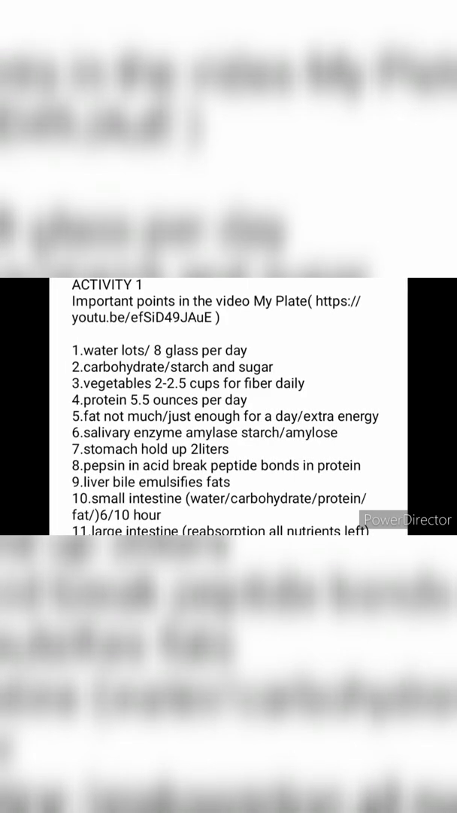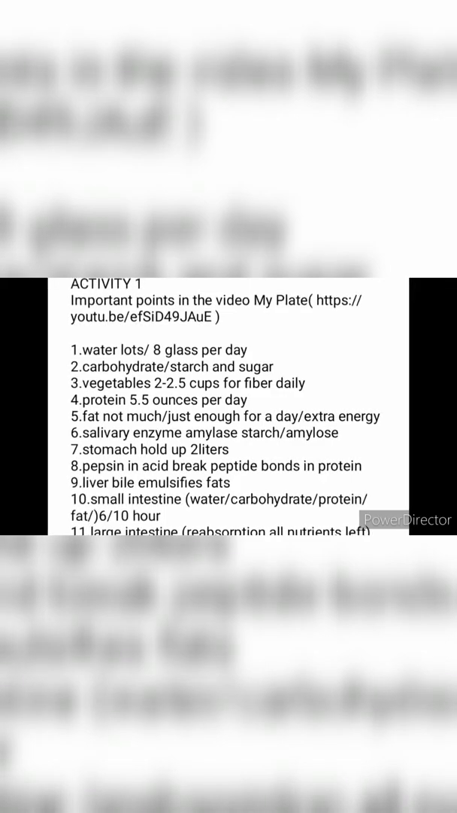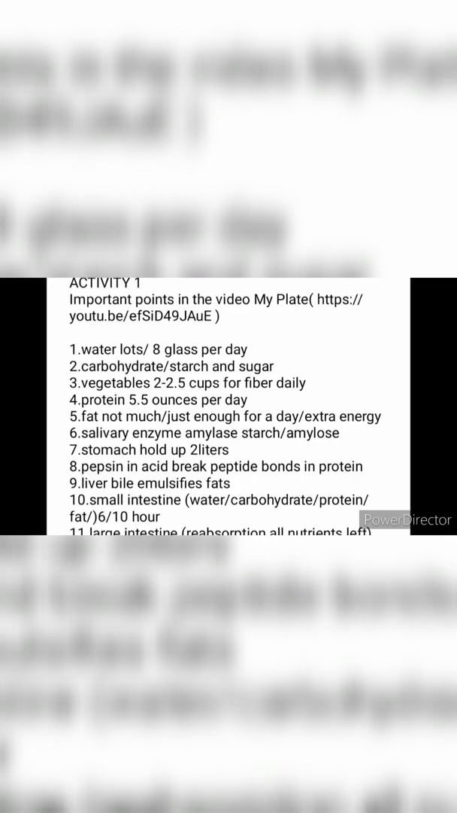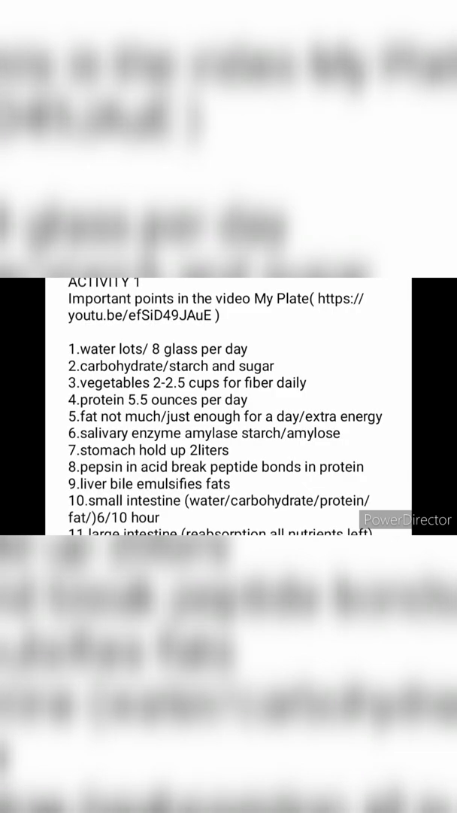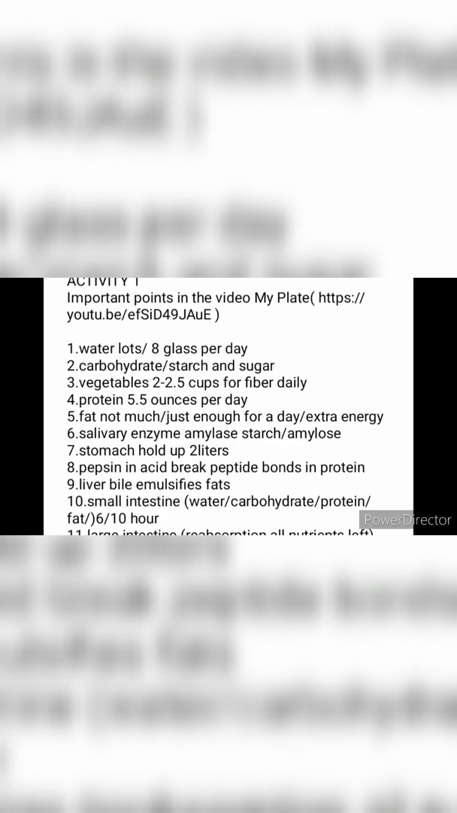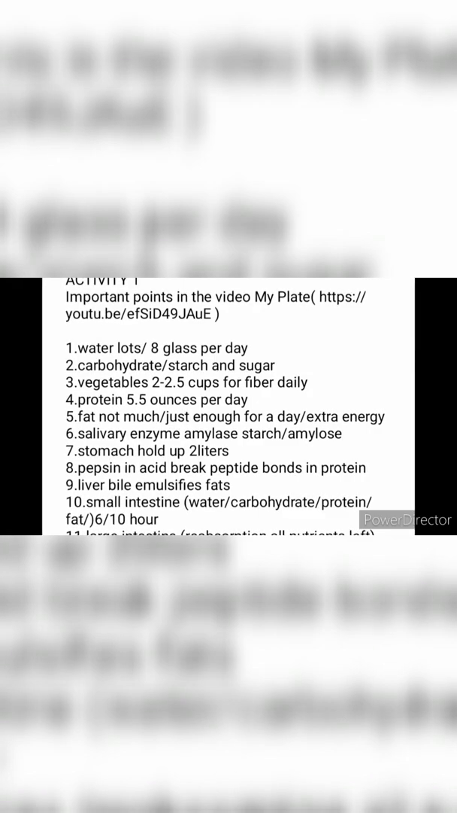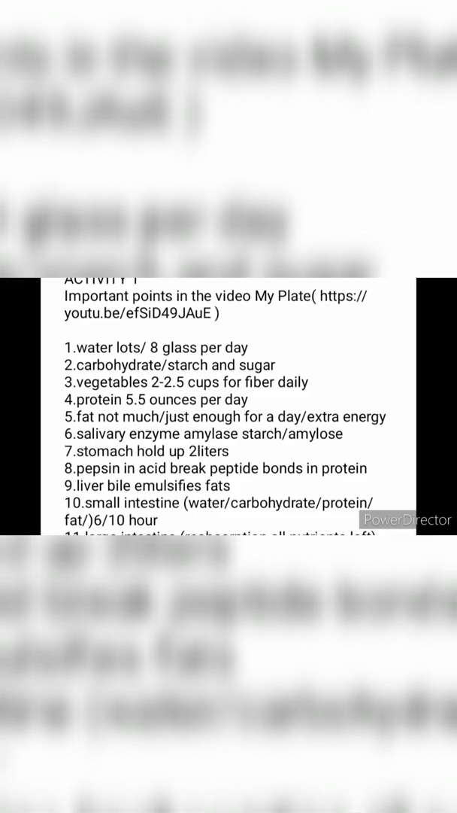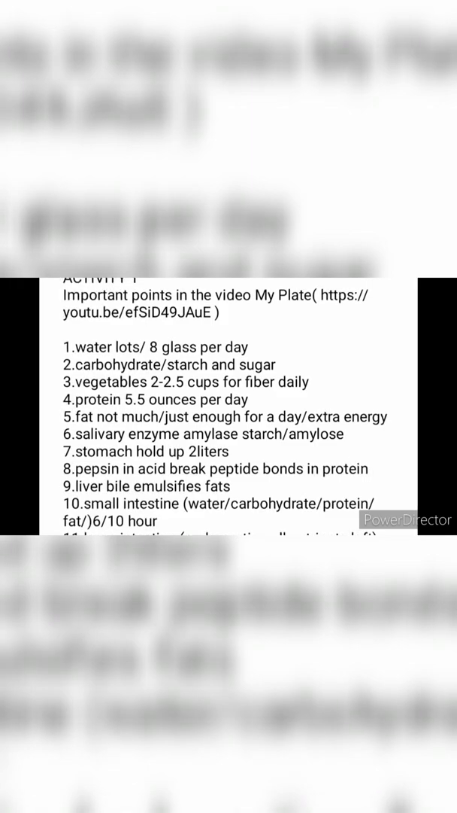Point 1, we need to drink a lot of water, at least 8 glasses per day. Secondly, carbohydrate. In the video, they have shown many types of carbohydrate, and we need to consume carbohydrate to get energy. Then vegetables. We need 2 to 2.5 cups per day for fiber, which helps us digest. Then protein, we need 5.5 ounces per day for repairing muscles. And then fat. We cannot consume too much fat. If we consume too much fat, it will become worse for our health.